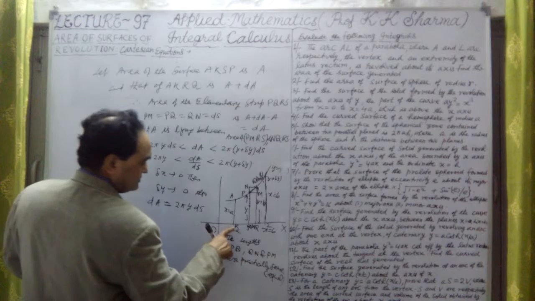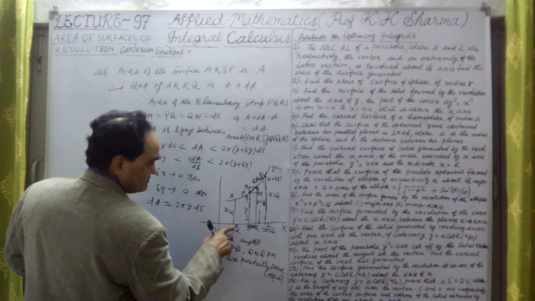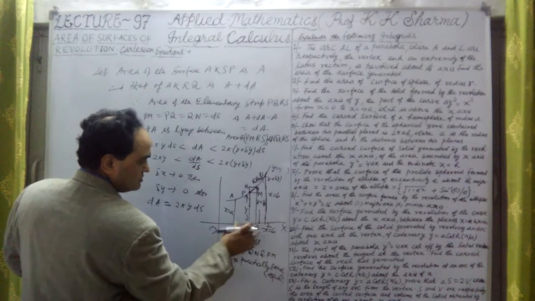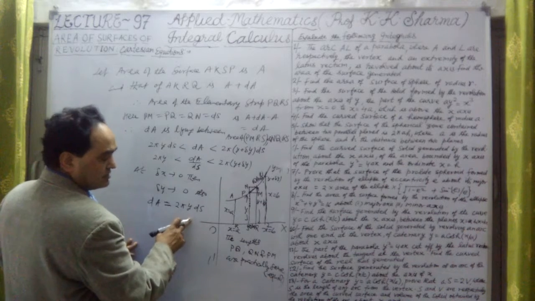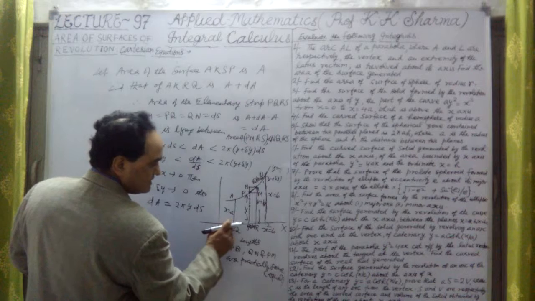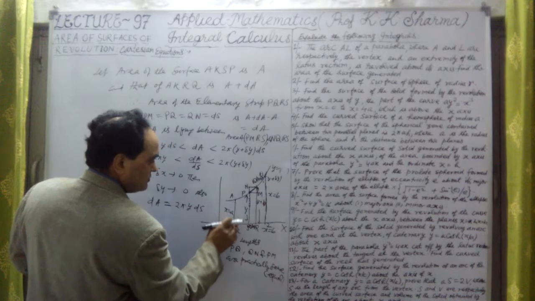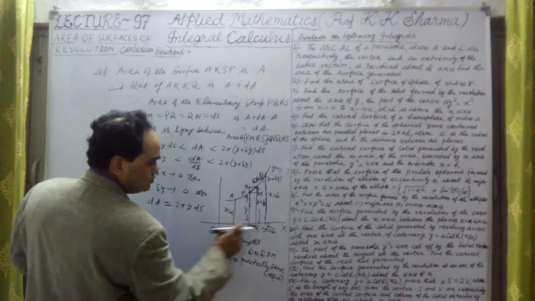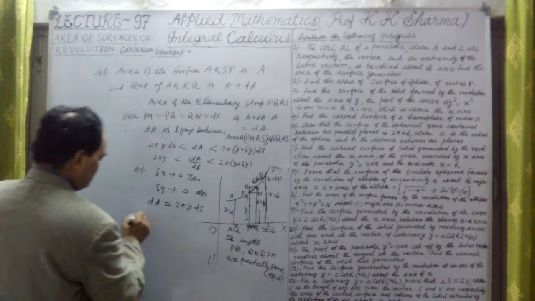Now if I extend this from this point to this one, and if x is limited from this point to this point, here it is x equal to a to b, if I put the limits.